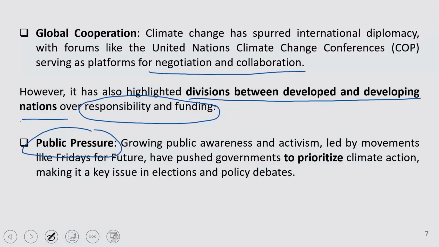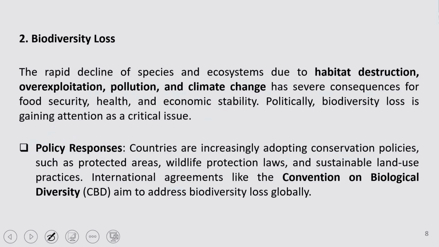So here we can see that growing public awareness and activism, which is mainly, as we have seen in the previous class too, led by movements like Fridays for Future, have pushed governments to prioritize climate action, making it a key issue in elections as well as in policy debates.